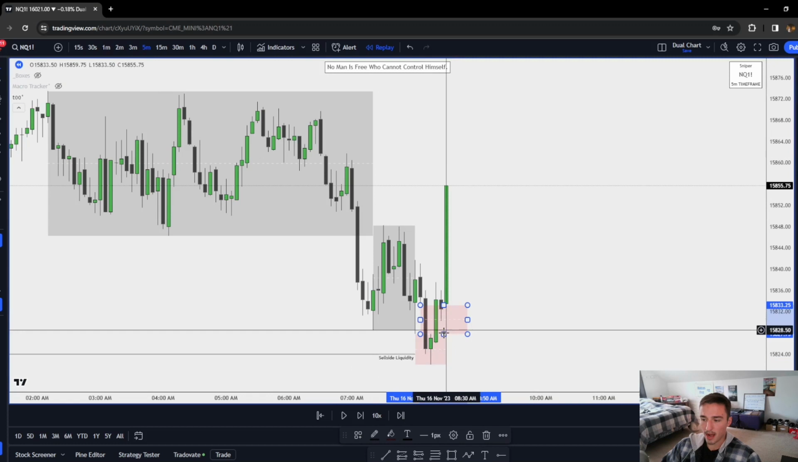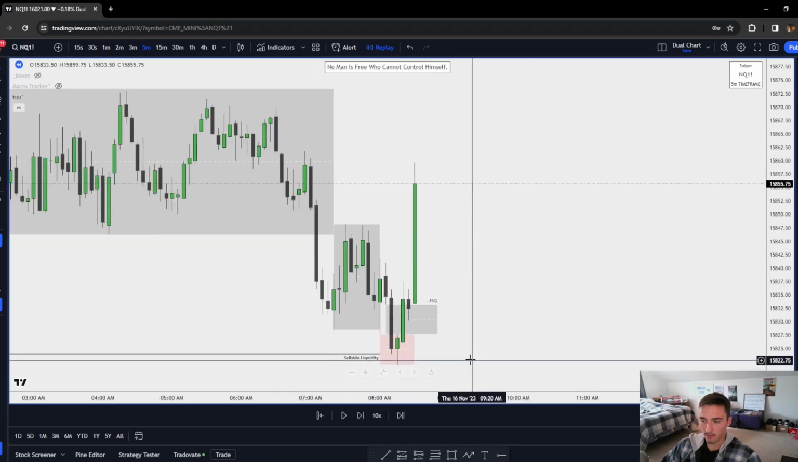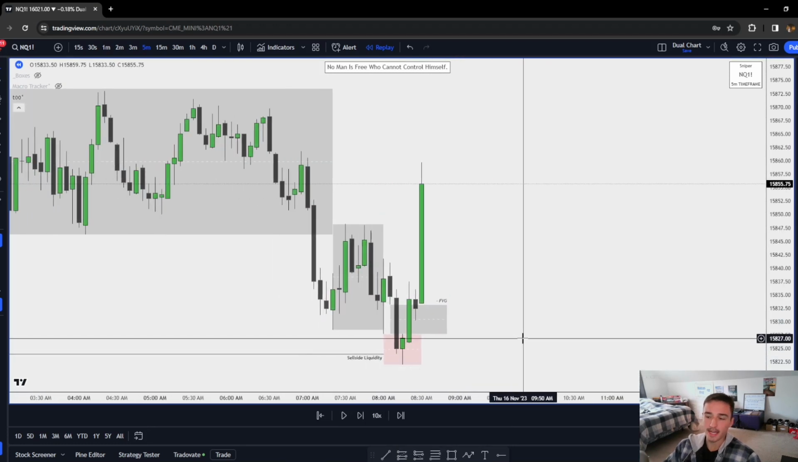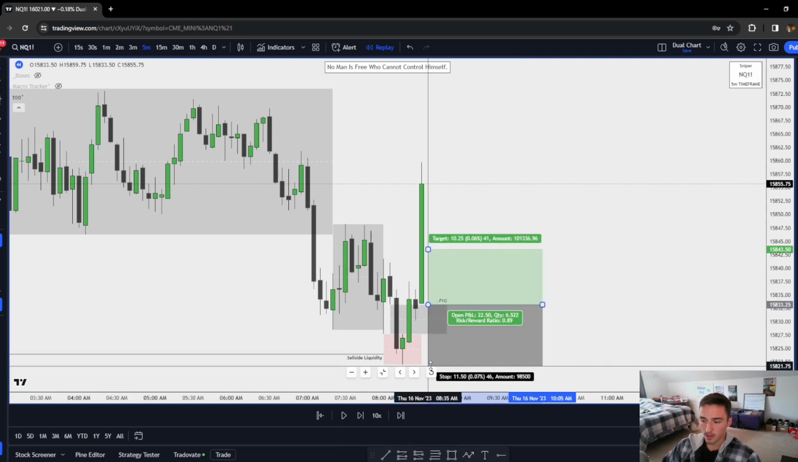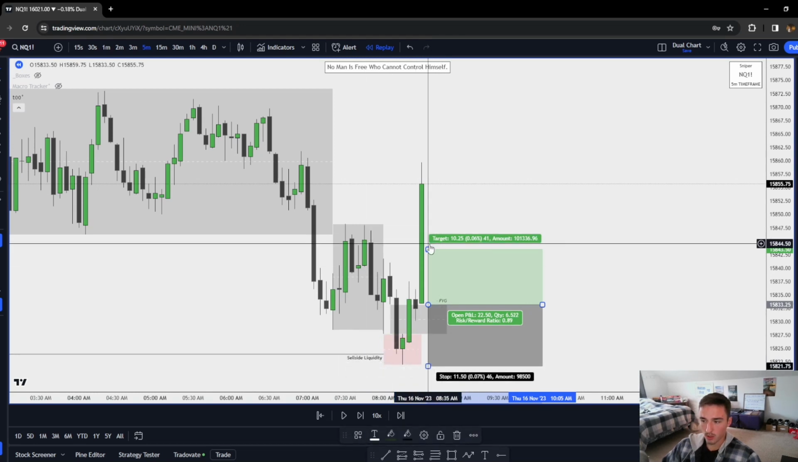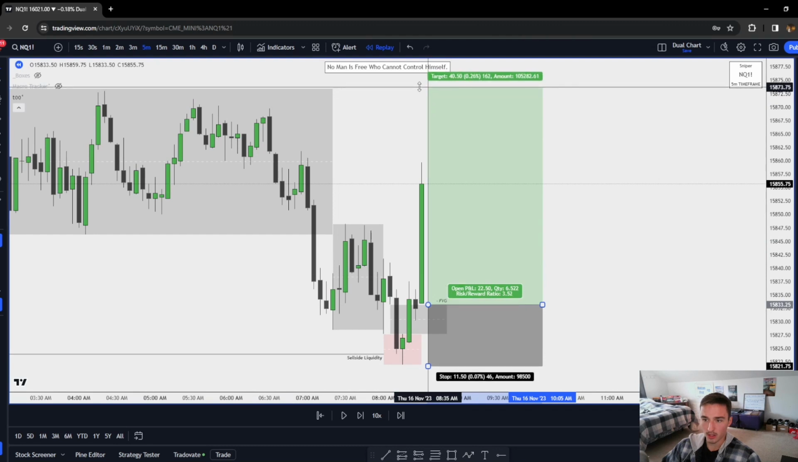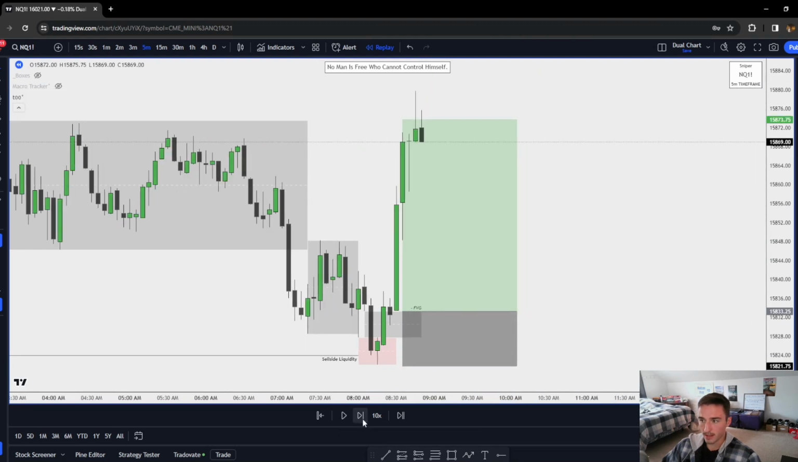Why would you want to buy here? Because now we have an inverse fair value gap. You do not need a market structure shift if you can find the manipulation leg. If you want to buy here, this would be your low risk buy. So your stop would be at the lows. What are you targeting? The high of the consolidation. And then we get our distribution higher.